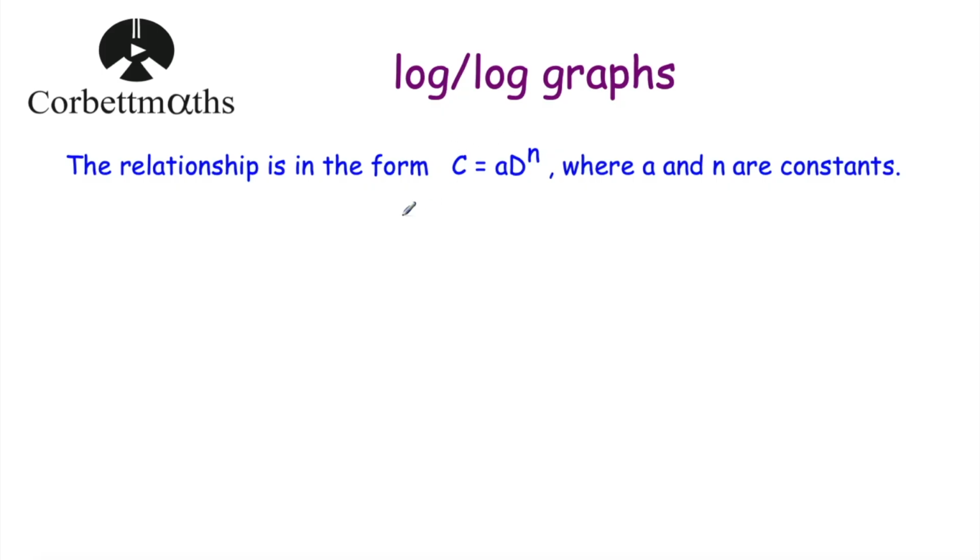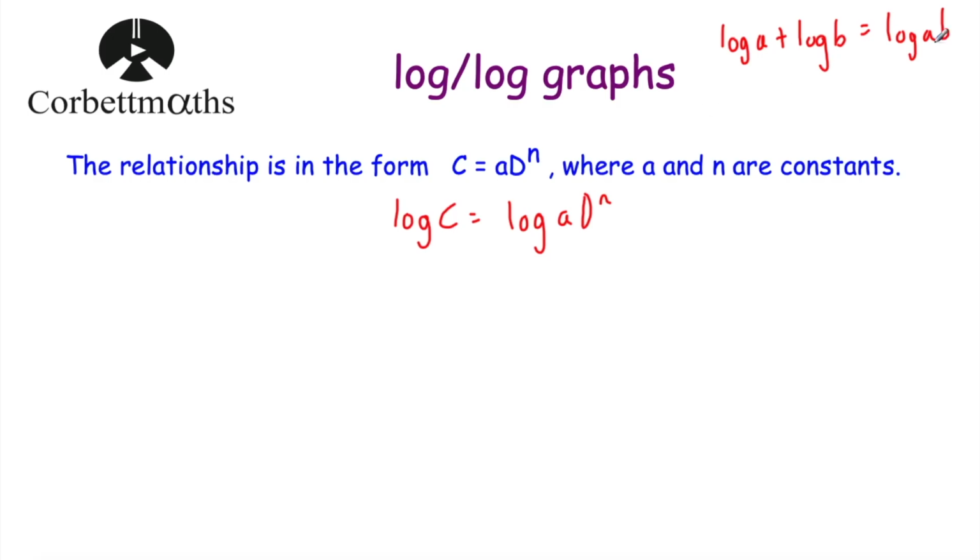So if we take the log of the left hand side, we're going to get log C, and then if we take the log of the right hand side, we're going to get log of AD to the power of n. Now if we have a look at this log of AD to the power of n, well, if we think back to our laws of logarithms, log A plus log B is equal to log AB. So if we add 2 logs together, we can multiply the A and the B and it'll be the log of AB.